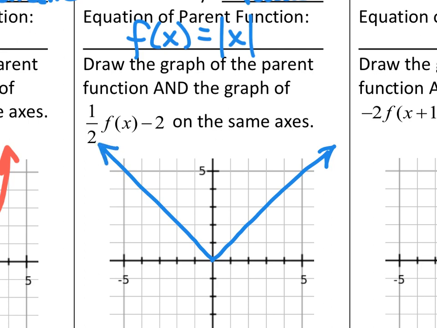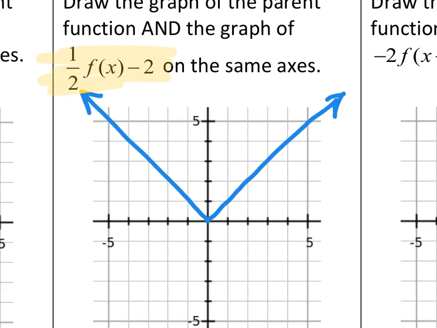Now, the transformation that we're asking you to do is a vertical compression of 1/2 and shift down 2. So I'm going to take the vertex of the original function, the parent function graph, and move it down 2. This vertical compression of 1/2 is hard to draw, and we'll look at that more in depth in Unit 2. But basically what you're going to do here is change the slope of the lines that are the sides of the graph and compress the graph that way, like this. Okay.